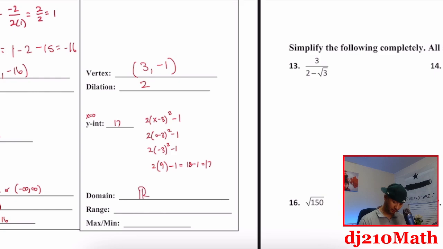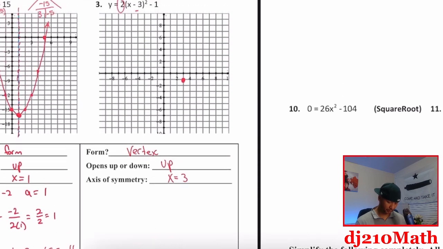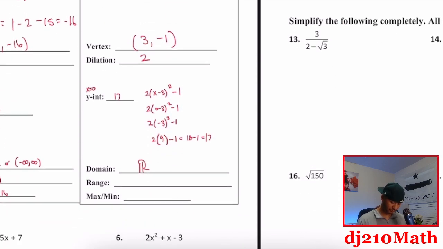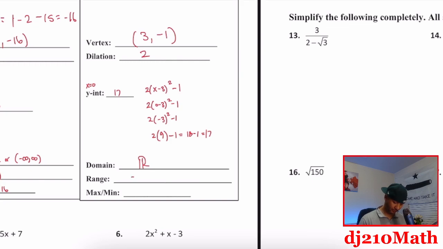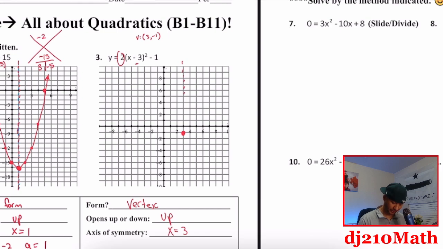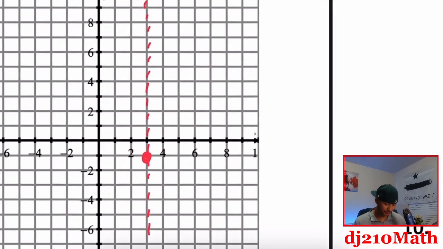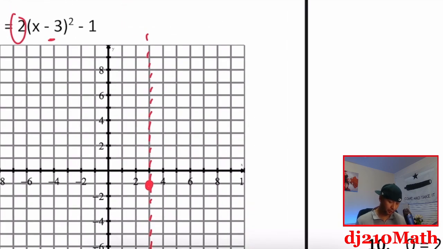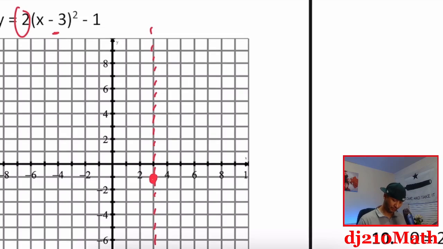Domain, all real numbers, always all real numbers. The range is going to open up, so it's going to go from the vertex upward. So -1 towards infinity. And it's going to be a minimum, right? Because it opens up, at y equals -1. All right, so let's catch up on the picture. So I know that the axis of symmetry goes through the vertex. The dilation was 2. So that means 2.